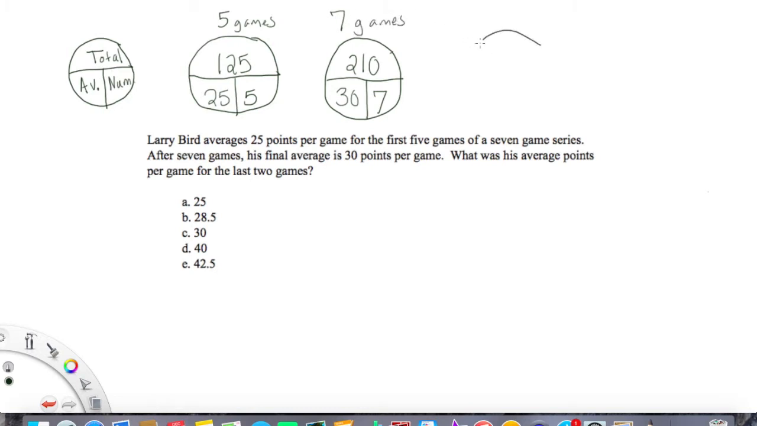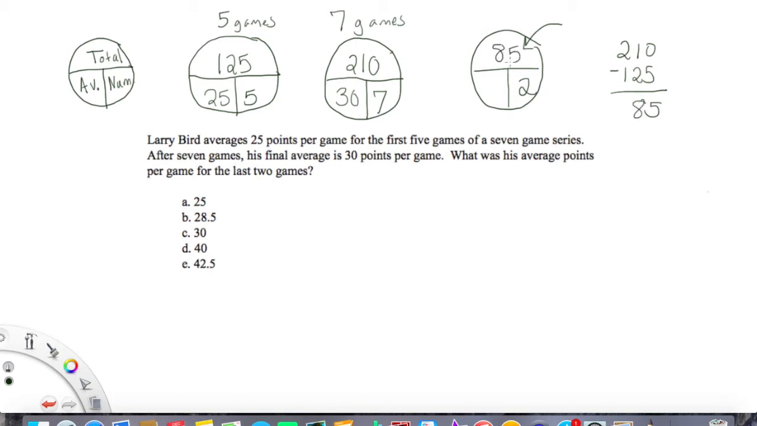We have to figure out what happened in those other 2 games. Well, first thing we know is that there were 2 games, so I'll put the 2 in the number box. We're looking for the average. There has to be a way to get this total here. Now, if we have the total for 7 games is 210 and the total for 5 games is 125, we could just simply say that if you took the total of 7 games and subtracted the total from the first 5 games, you would get the total for the remaining 2 games.